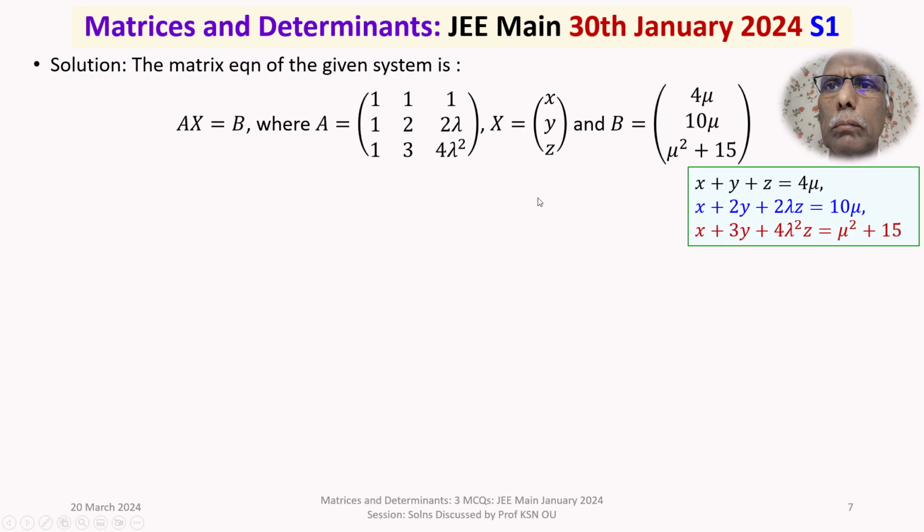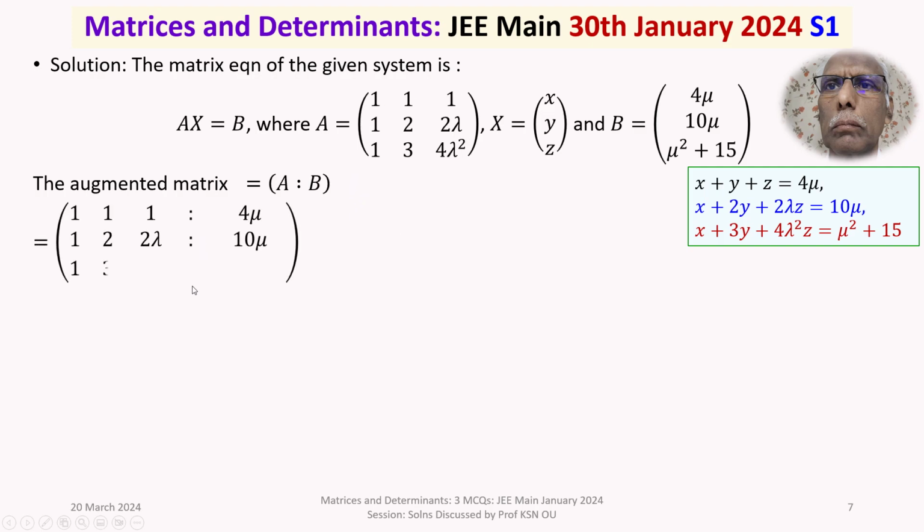So your next step is to write down the augmented matrix A with B. So you write the matrix A, put a screen and write the column vector B. So this is your A, this is your B. After writing this, you have to reduce this matrix into an echelon form, the so-called echelon form. So you have to write down the echelon form.